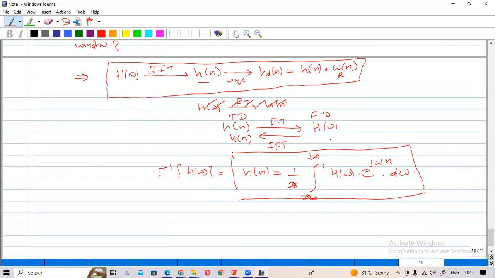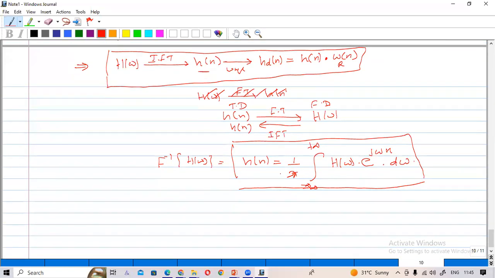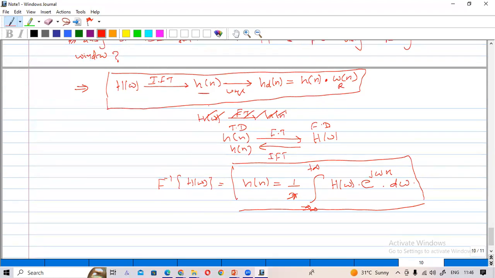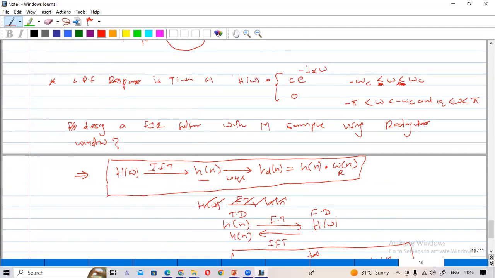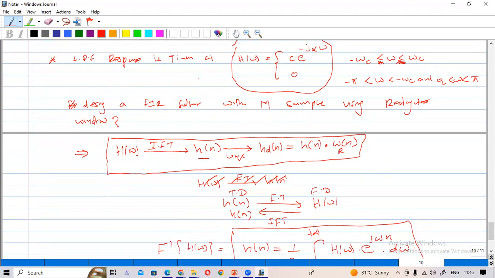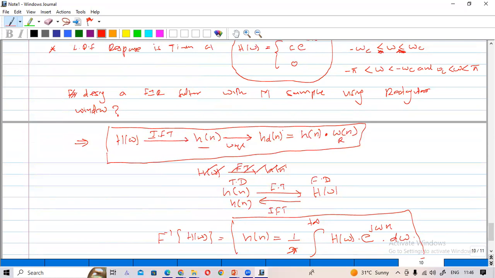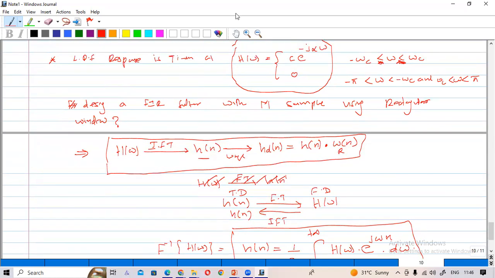Anyway, try to evaluate this integration and find the inverse Fourier transform of H omega, using this identity. Try to do it by yourself. I will give you 5 minutes. Okay, I will do it.